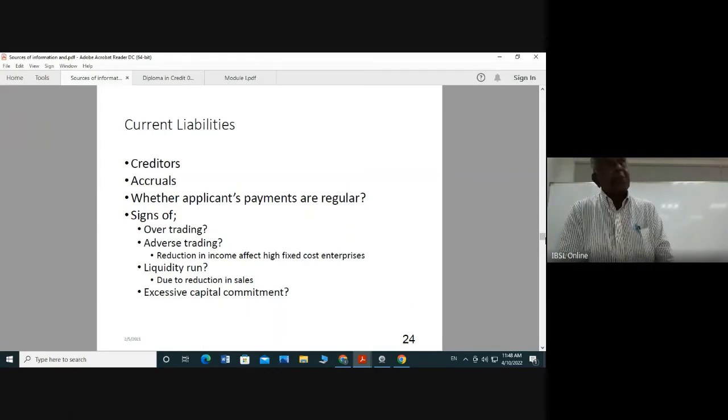And then check the accruals. Utility payments, electricity, water, telephone bills, accruals. Check that one. Maybe 1 month outstanding may be okay. Sometimes there may be 2, 3, 4 months outstanding. Check whether the applicant's payments are regular, whether your customer is paying the creditors and paying the utility payments regularly. Check that one.